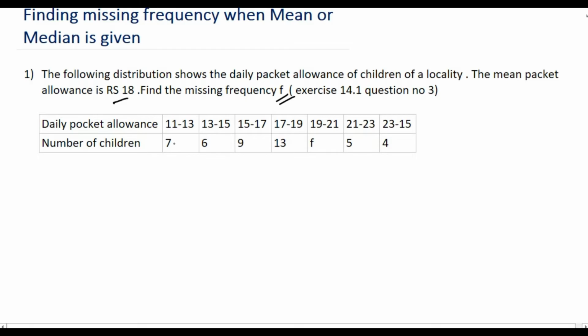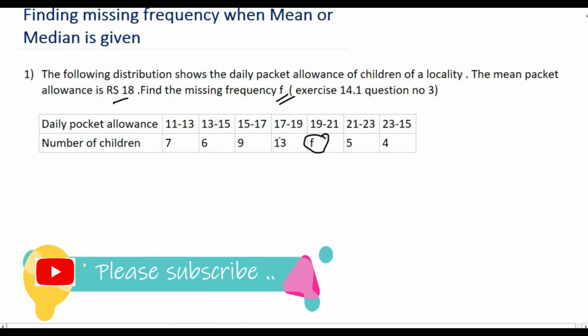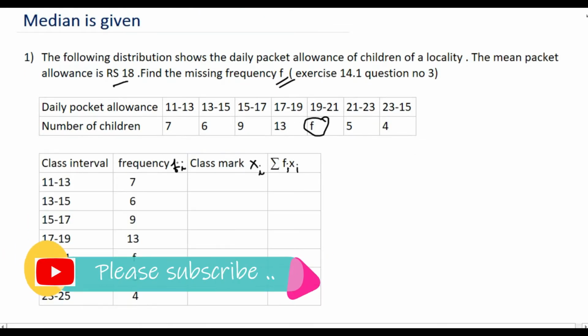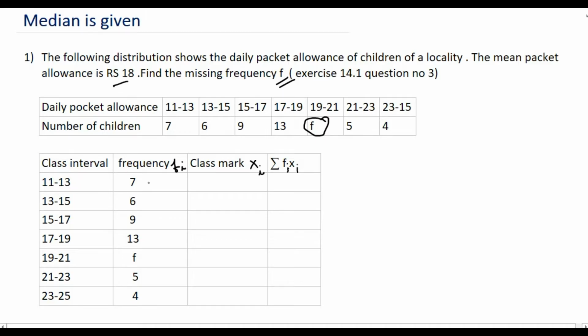So they have given the daily pocket allowance in rupees and the number of children: 11 to 13, 7; 13 to 15, 6, etc. We need to find out this missing frequency f. So to find out arithmetic mean, I have written the class interval and frequency. First step you need to find out is class mark. Class mark is nothing but upper limit plus lower limit divided by 2. So 11 plus 13 divided by 2.